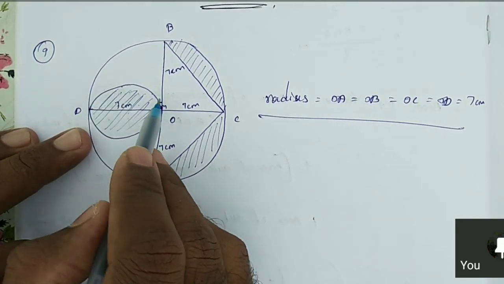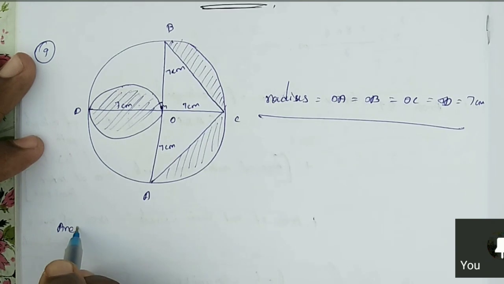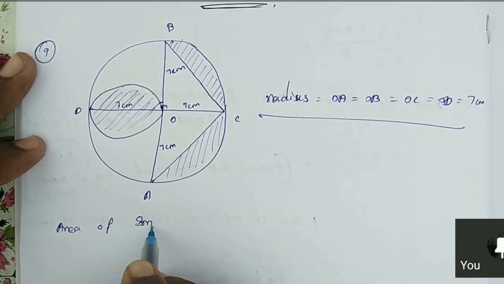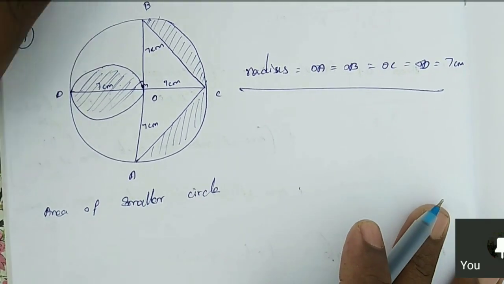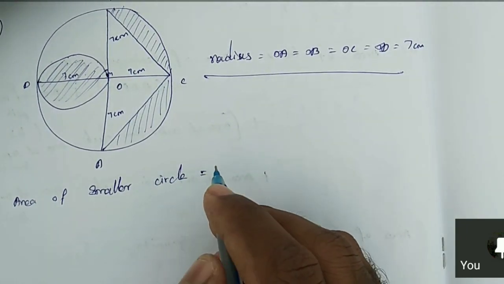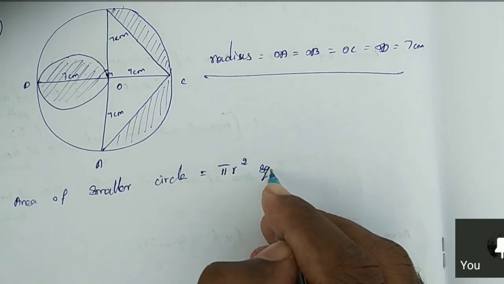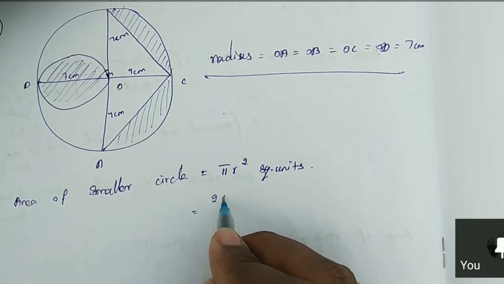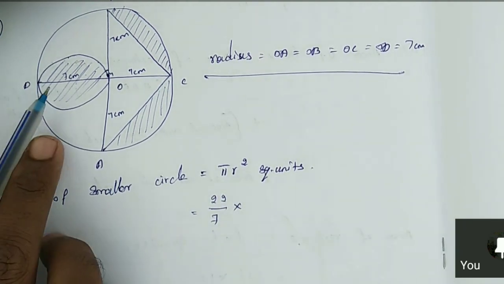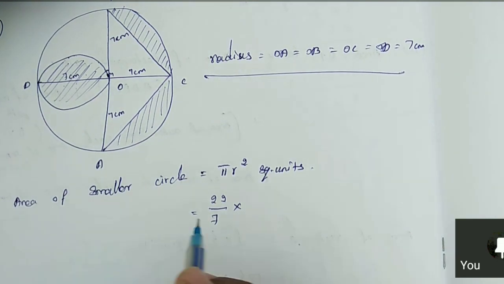Now we can find the area of the inner circle, the smaller circle. What is the formula for finding the area of a smaller circle? Pi r square. Square units. Okay. What is the pi here? 22 by 7 into, here the diameter is 7 centimeter. What is the radius? 7 by 2. Very good.